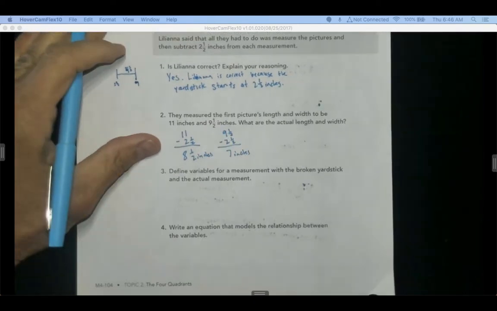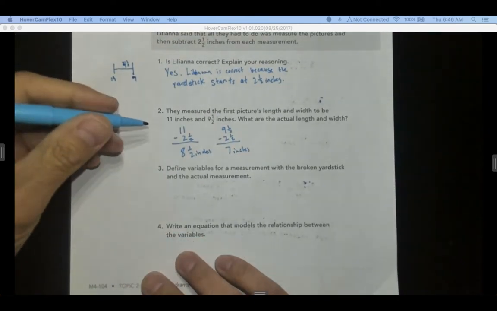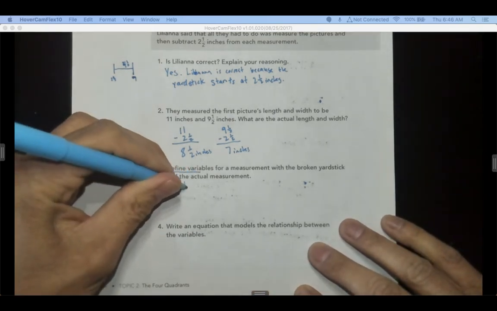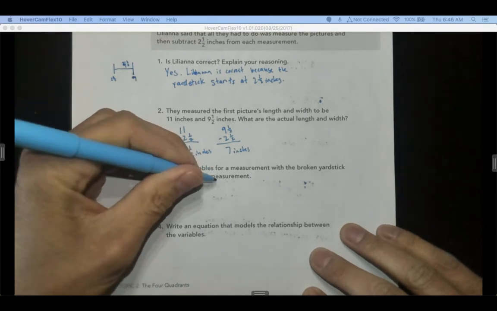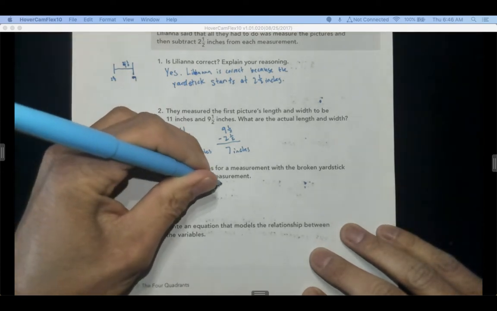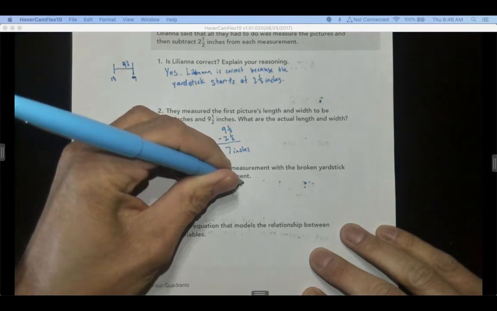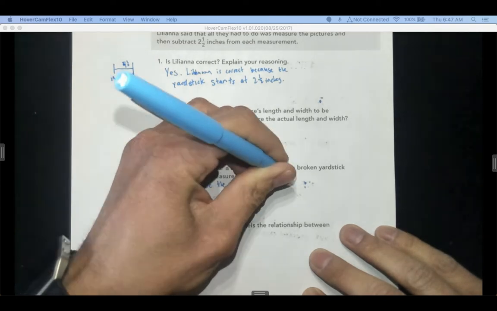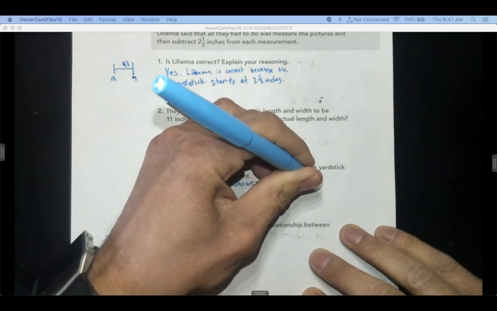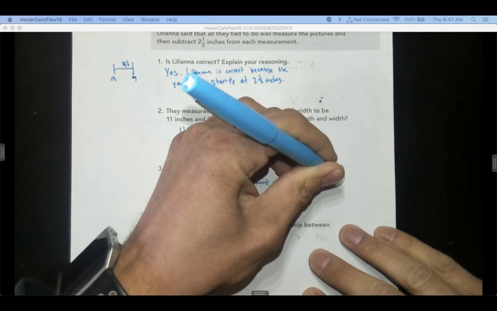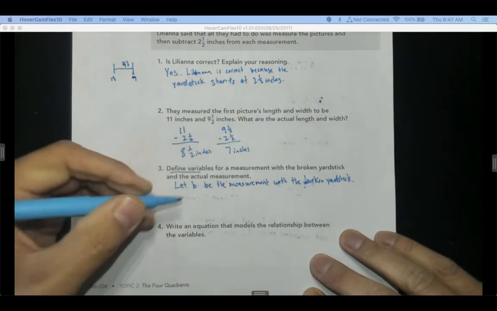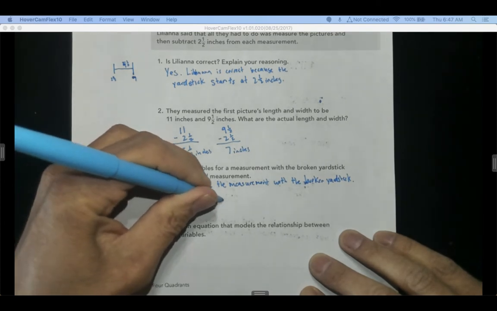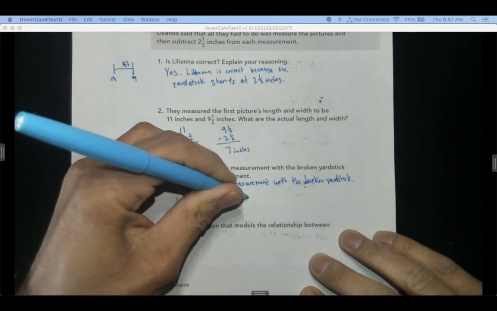Number 3, define the variables for a measurement with the broken yardstick and the actual measurement. Okay. So define variables. Let B be the measurement with the broken yardstick. And then let A be the actual measurement.